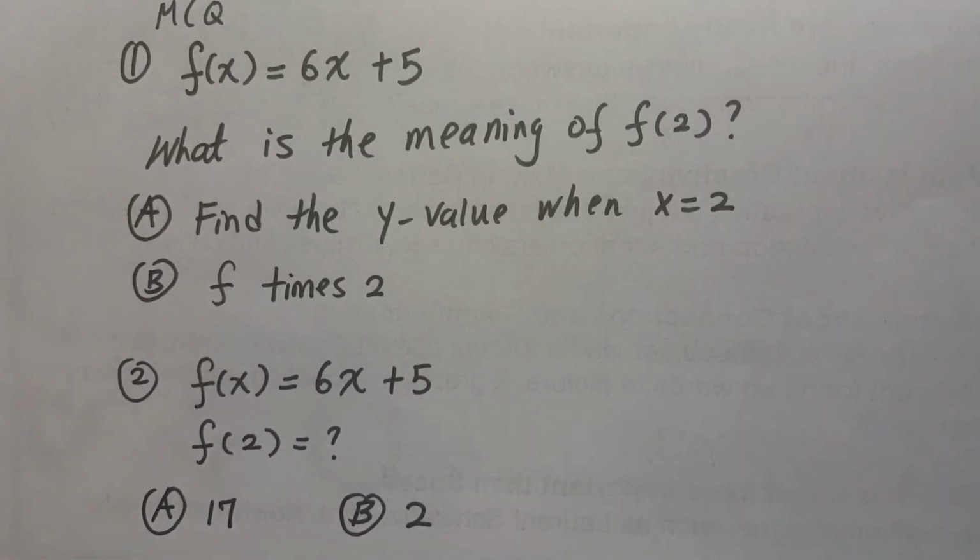The first question is f(x) = 6x + 5. What is the meaning of f(2)? Is it A or B? The second question is f(x) = 6x + 5, and f(2) equals how much? Now I'm going to give you 1 minute, and then you're going to figure out the answer for 1 and 2. You're going to choose A or B.